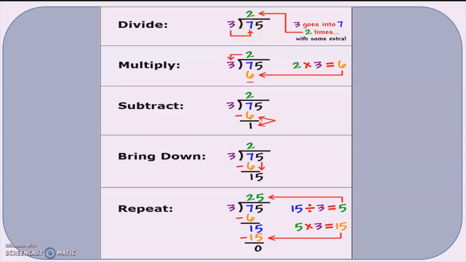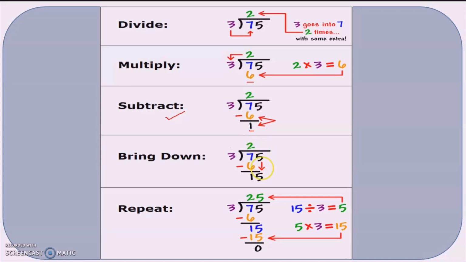It's 7, and we must put a number under 7 that is less than 7 because ultimately we have to subtract it. So we all know that 3 goes into 7 2 times. So let's write 2 at the quotient place and multiply the divisor by the quotient. So 3 times 2 is 6. The next step is to subtract. Here we put a subtraction sign and subtract 6 from 7 and we get 1.